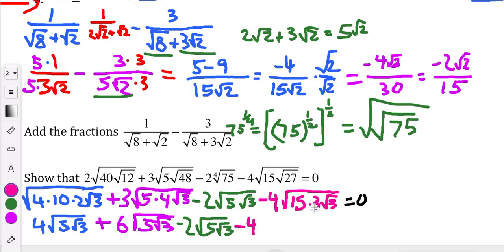All right, 15 times 3 is 45, and that's 3 root 5. So this is not minus 4, but minus 12, because we're going to take that 3 out. Root 5, root 3. And now we are almost home, my friends. So we have 4 plus 6, which is 10, minus 2 minus 12.